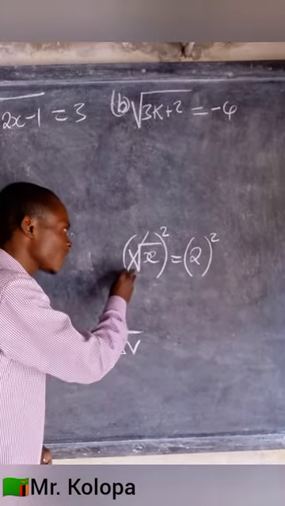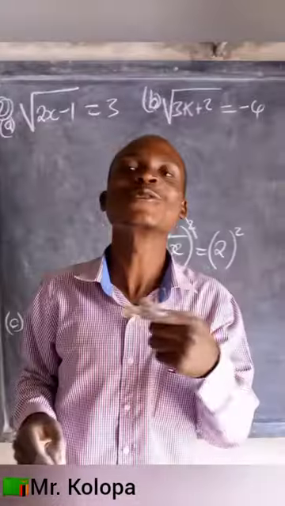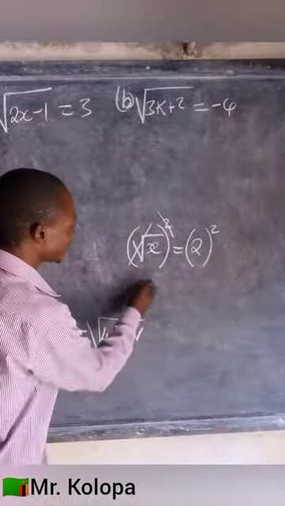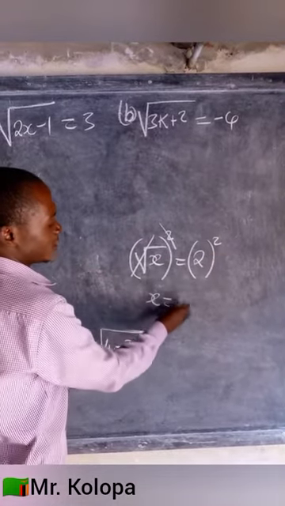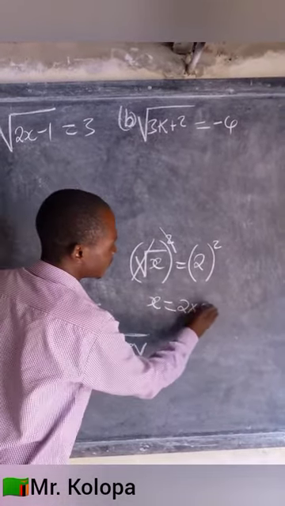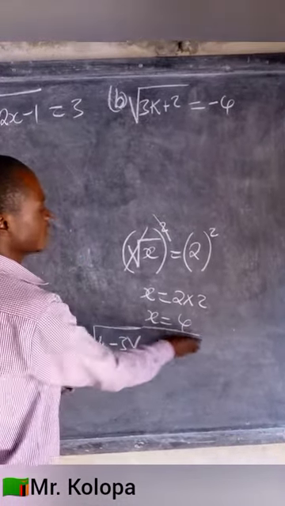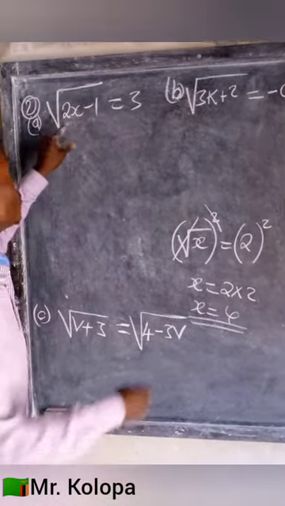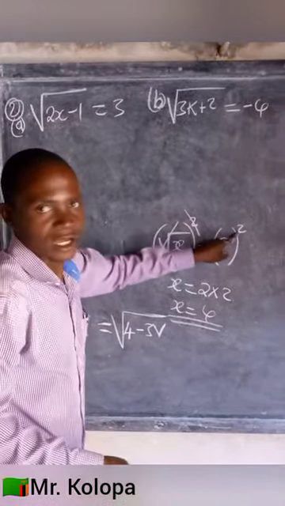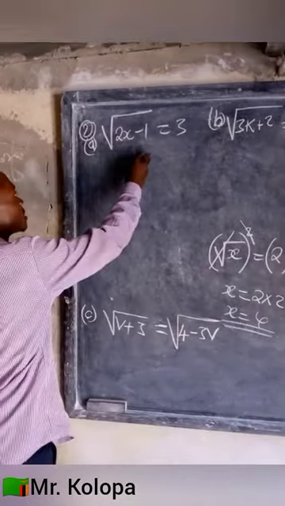Then the square root and the square, they are enemies, so they are going to cancel themselves. So we remain with x. Then 2 to the power 2, which is 2 times 2, x is equal to what? It is equal to 4. So this is how we are going to solve this. For us to remove the square root, you need to introduce the square, the power 2, both sides. So let me introduce this side.